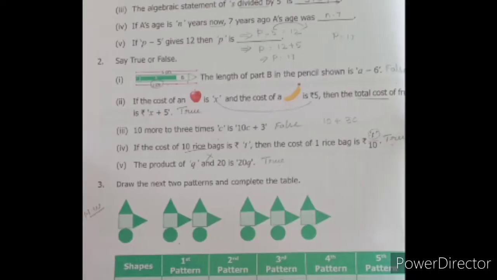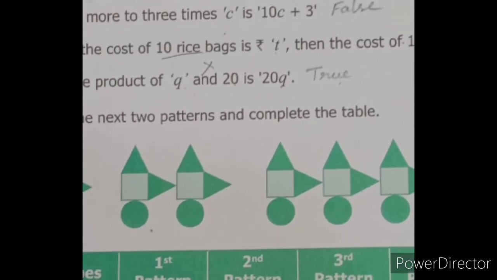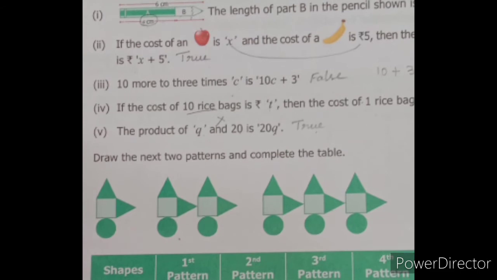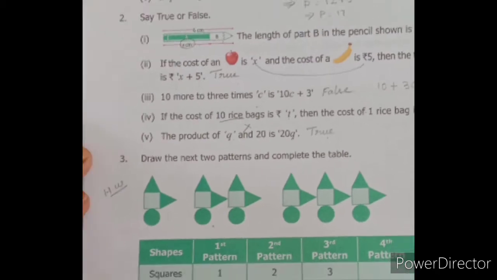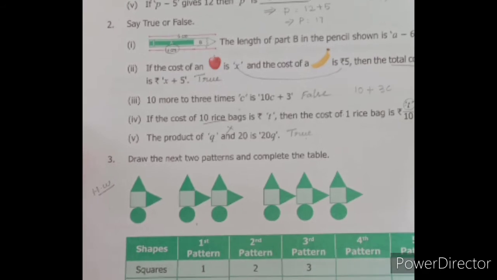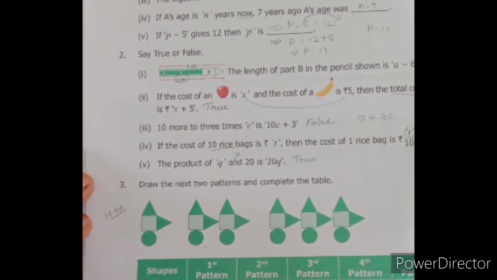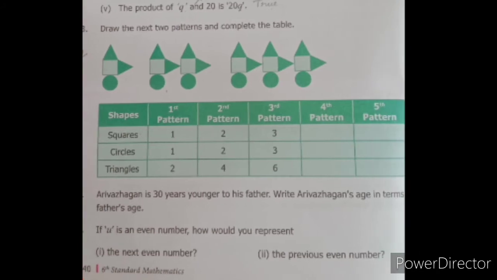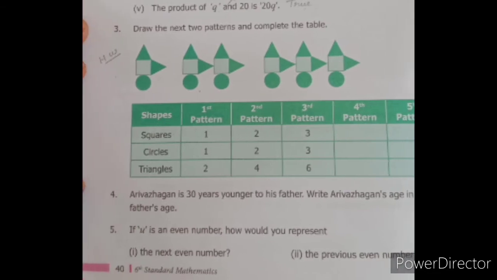See the next question. Draw the next 2 patterns and complete the table. This is the same sum we have seen in the try these also, right? You have to calculate how many squares, how many circles and how many triangles there are, and then follow the next pattern. I have given this sum as homework for you in the video session. You would have completed that and you have to write this question. The upcoming questions we'll see in the worked out sheet. We'll go with the next page.